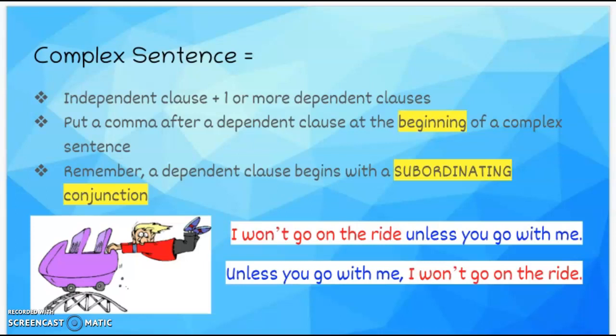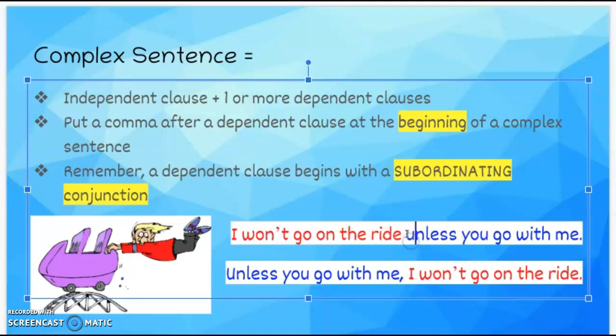Examples of complex sentences: I won't go on the ride unless you go with me. Where is the dependent clause here? If you said this, you're correct. If we move this dependent clause to the beginning, what do we need? Good old comma. So when you put a dependent clause at the beginning of a complex sentence, you need a comma.